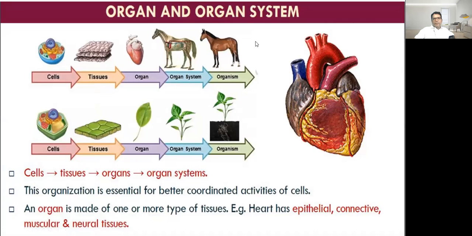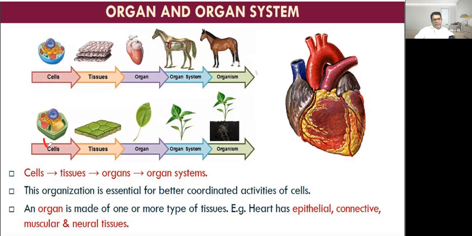Now, organ and organ system. A living organism is made up of cells. Similar cells performing similar functions become tissues. Similar tissues form an organ, then different organs form an organ system, and many organ systems form an organism. This system operates in both plants as well as animals.